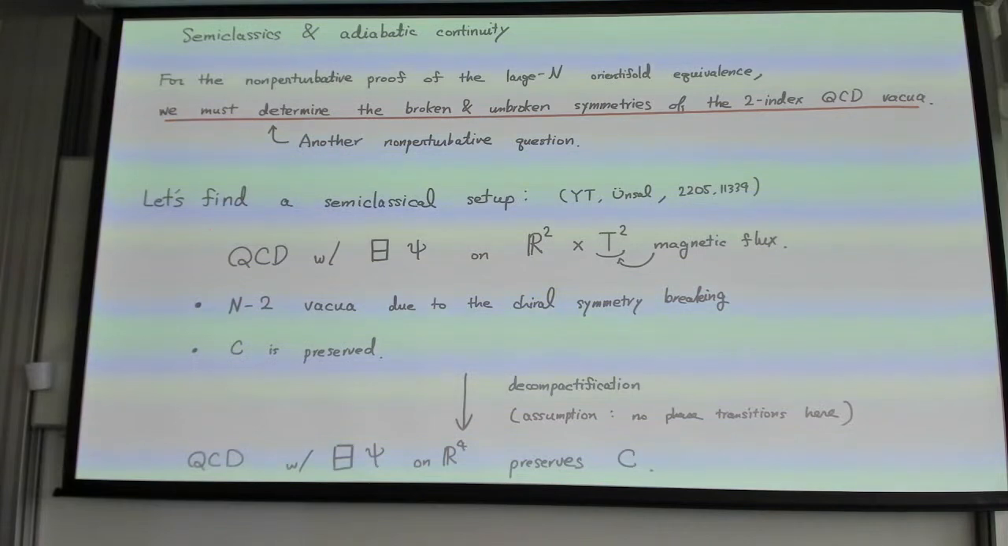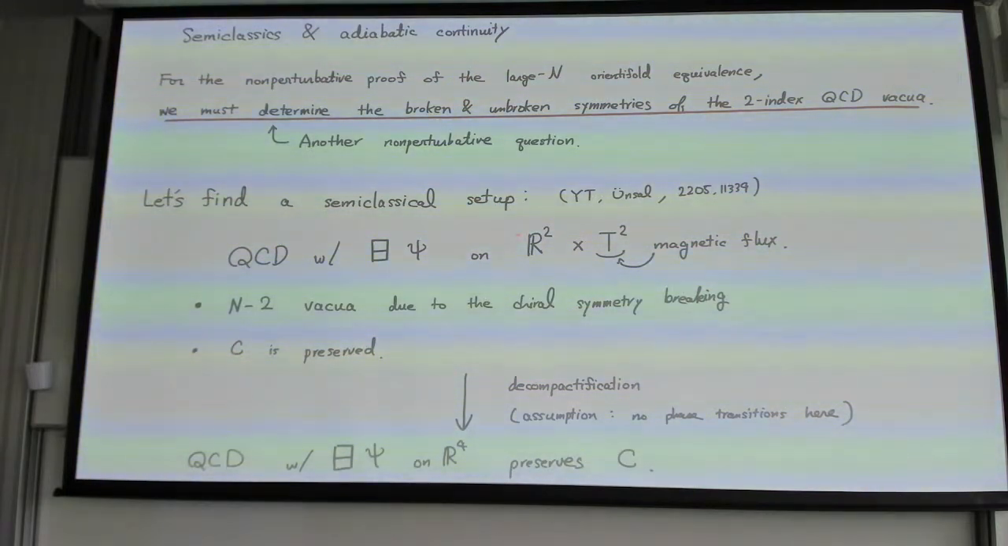The setup I will consider is that we put this two-index QCD on a small femtotorus, and I introduce a suitable magnetic flux inside it. In this setup, if the size of T2 is much smaller than the strong scale, I can apply a semiclassical computation using center vortices. Using that semiclassical computation, I will show that this theory has N-2 vacua according to the chiral symmetry breaking. And I will also check that charge conjugation is preserved.